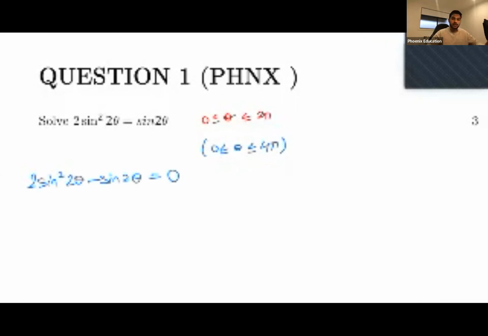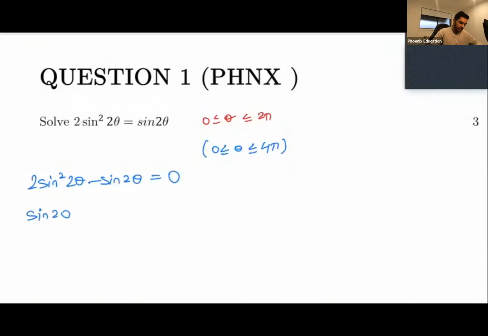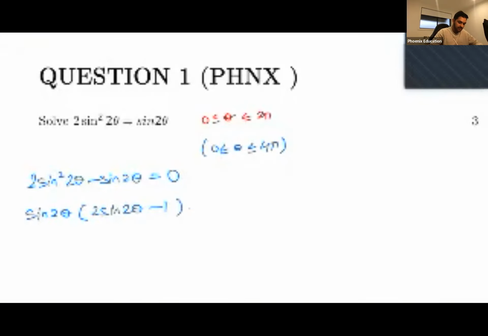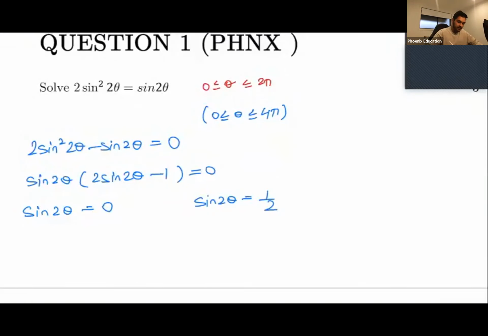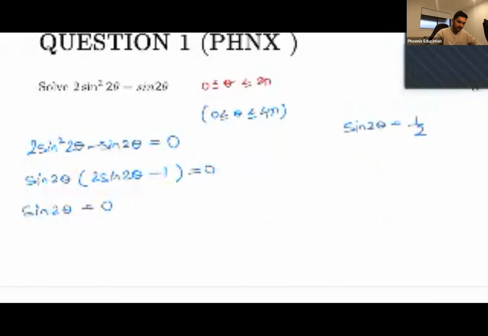So I'll pull everything to the left-hand side, and then I'll factorize out sine 2 theta. So I get sine 2 theta times (2 sine 2 theta minus 1) is equal to 0. From here, I have sine 2 theta equal to 0, and I also have sine 2 theta being equal to half. So I've got 2 branches that I need to solve. Let's focus on that first one first. Let me just put this off to the side for now.